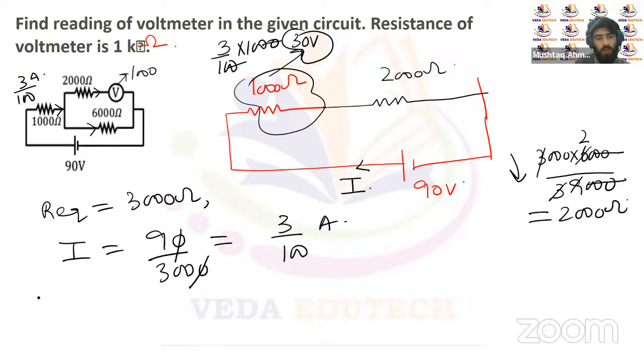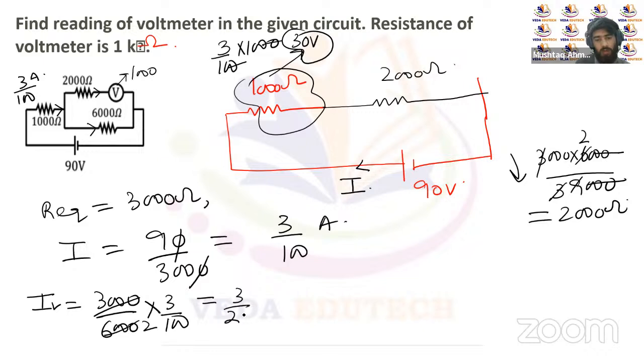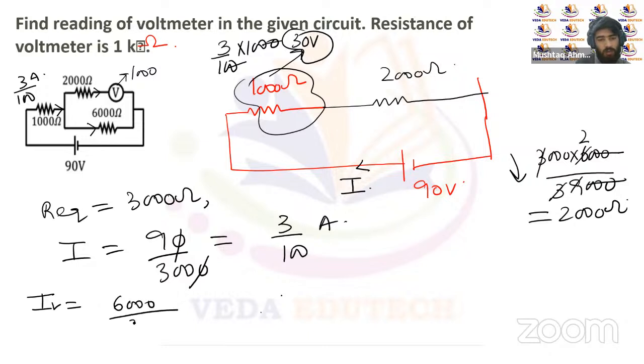So the current through the voltmeter will be, not 3 upon 200, it will be actually 6000 upon 9000 multiplied by 3 upon 100. This will be the current through this voltmeter.